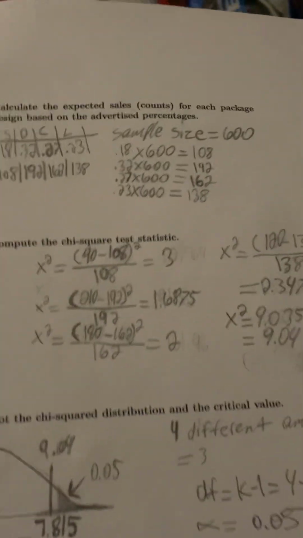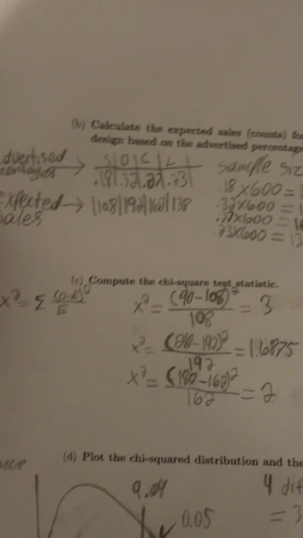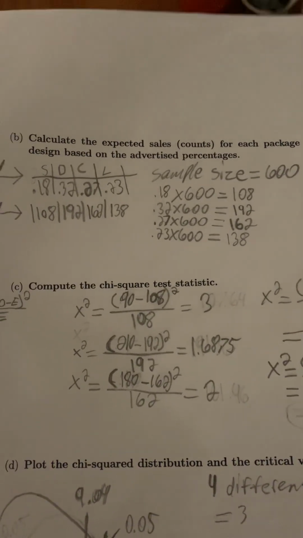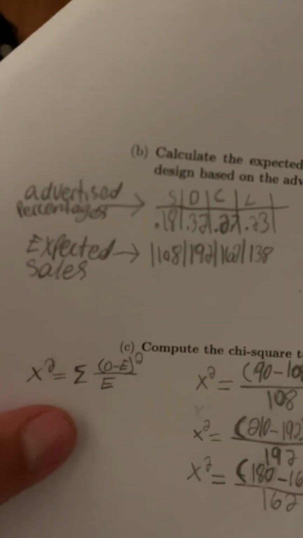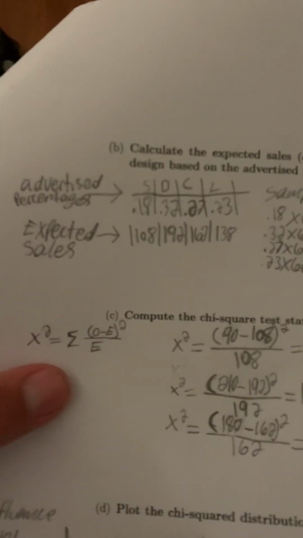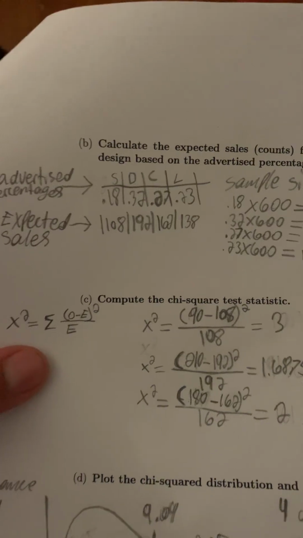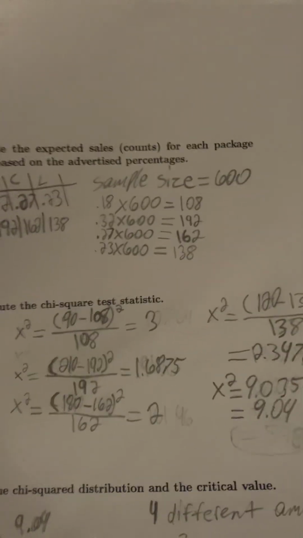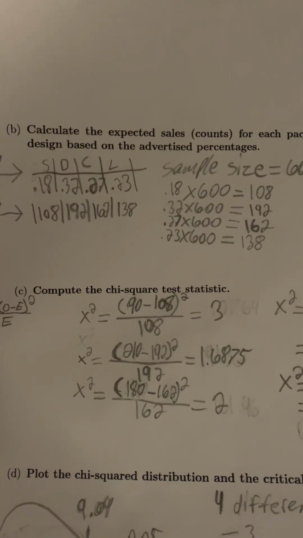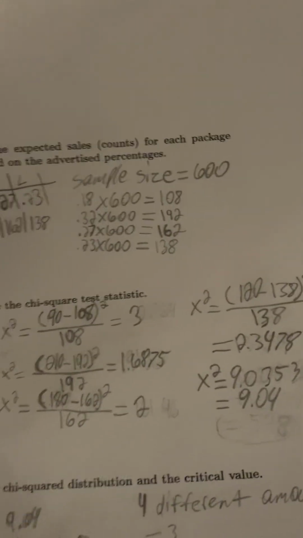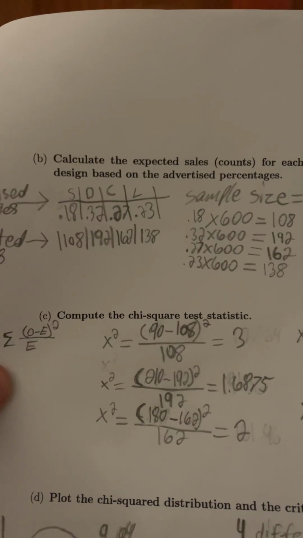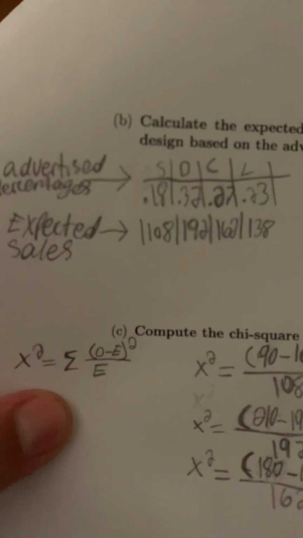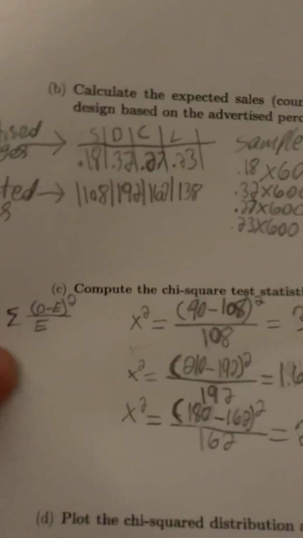For question B from the same question, this is calculate the expected sales count for each package design based on the advertised percentages. These are advertised percentages: 18%, 32%, 27%, 23%. So the formula is this: it's basically the percentage times the sample size n, which gets you the counts for each package. And that's these times 600, and it gets you these.